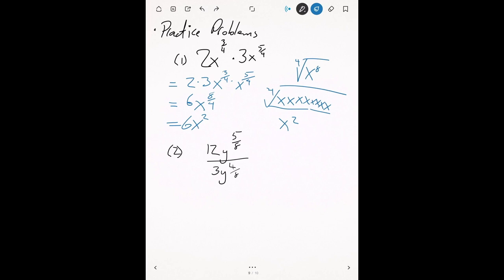You're just dividing. Okay, let's go ahead and start with this one now. 12 divided by 3 is 4, and then I'm going to take y to the 5/8 divided by y to the 4/8. Well, the division of like bases says if you're dividing like bases, all you need to do is subtract their exponents. So we should get 4y to the 1/8 power. And that should just be the final answer. All we did was subtract the exponents of the y's and divide the 12 and 3.